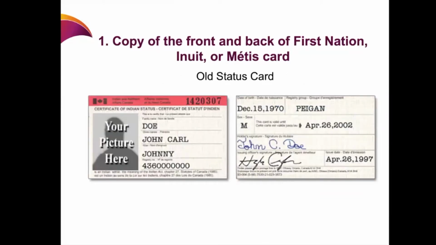The next one that you see here is a picture of the older status card. As you see, it has the name on the front, the information, so your registry number, and then on the back side of it, it states your nation or tribe on there. So that is one of the reasons why we ask for the front and back. Next slide.